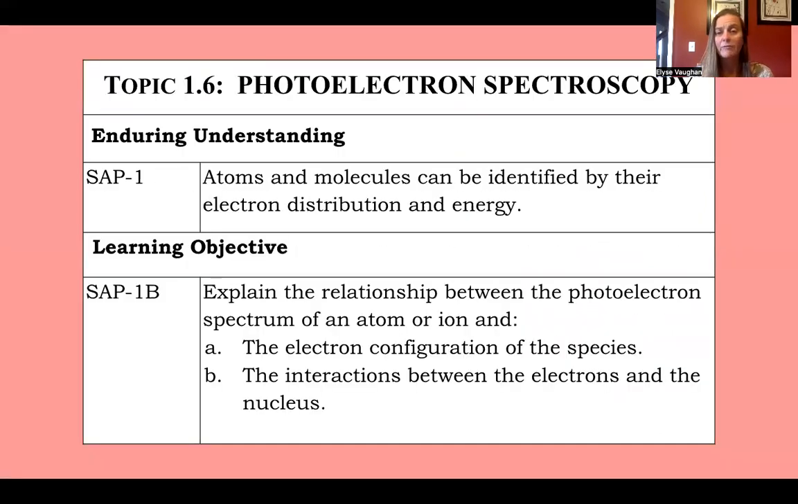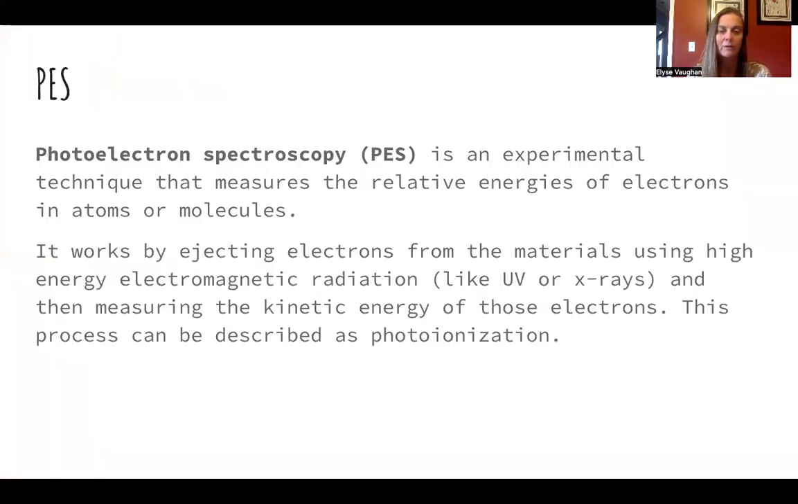All right, let's talk about photoelectron spectroscopy. So we've moved from spectrometry to spectroscopy. Small minor difference, but let's be technically correct. So spectroscopy allows us to identify atoms and molecules based on their electron distribution and the energy of that electron distribution. So we're going to be asked to interpret photoelectron spectra to determine electron configuration, as well as some information about the interactions between the electrons and the nucleus.